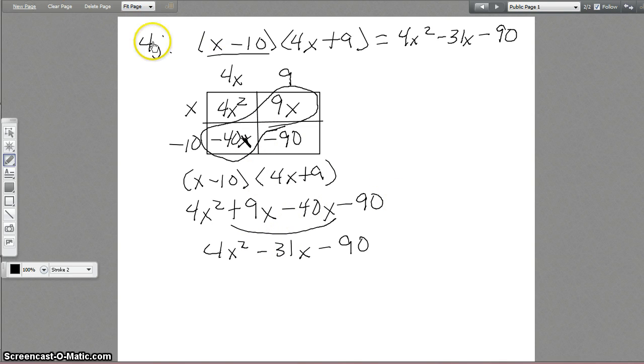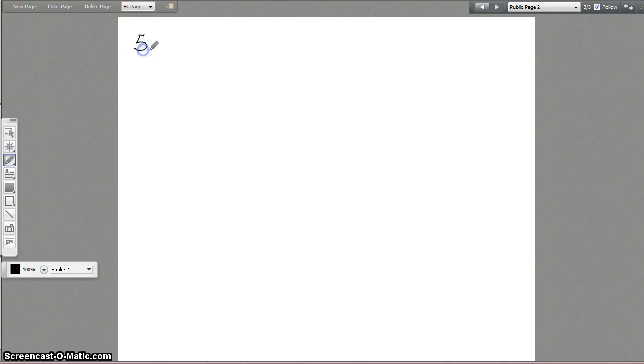So now we're going to move on and look at problem number 5. Problem number 5 is just like problem number 6. You are given two polynomials, polynomial A and polynomial B, and you're supposed to find their product and call it polynomial C. Polynomial A is 5x minus 3. Polynomial B is 2x plus 1. And then we need to find their product, and we'll call that polynomial C.